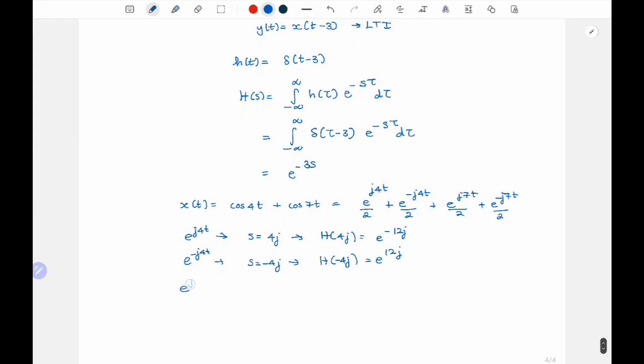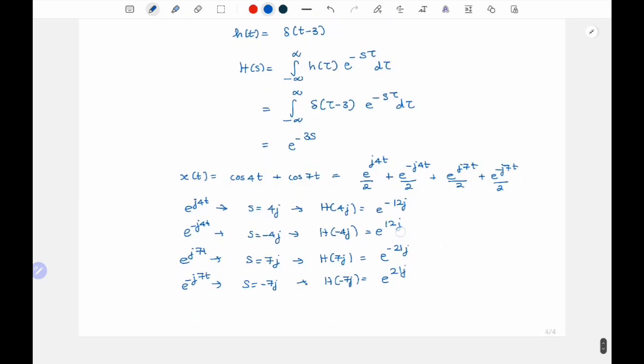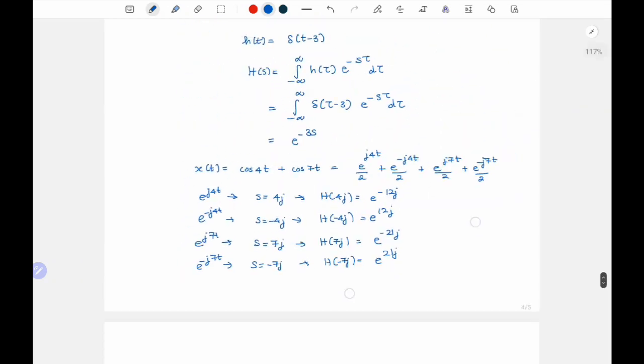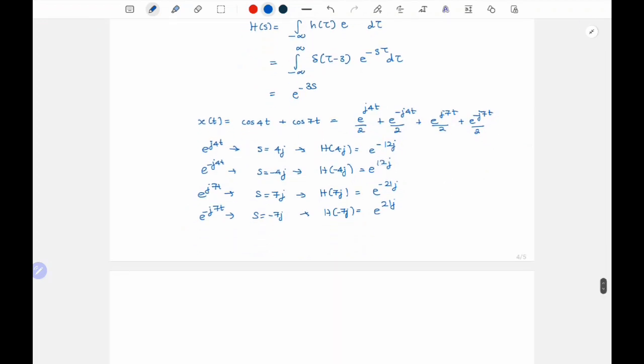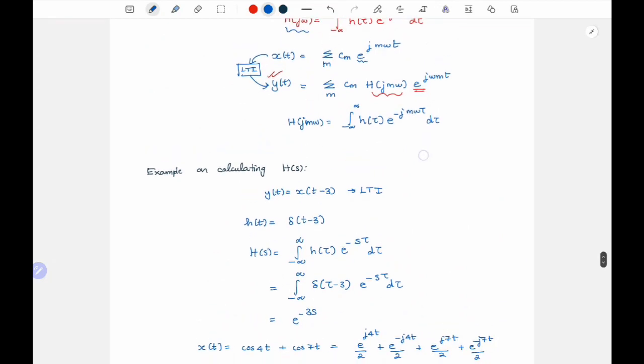Similarly, for e^{j7t}, s is 7j, and H(7j) is e^{-21j}. For e^{-j7t}, s is minus 7j, and H(-7j) is e^{21j}, correct? So what will be the output y(t)? We already saw that it will be in this fashion.